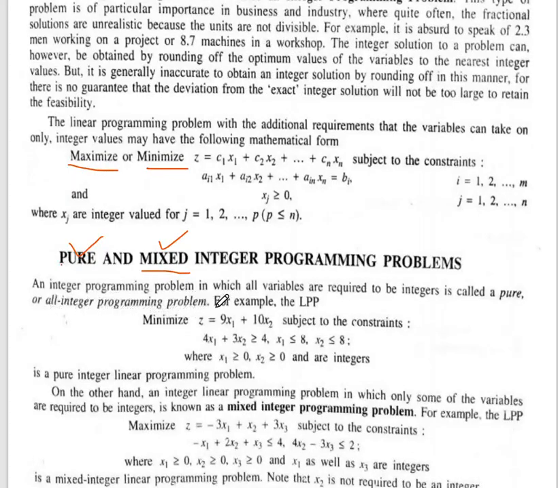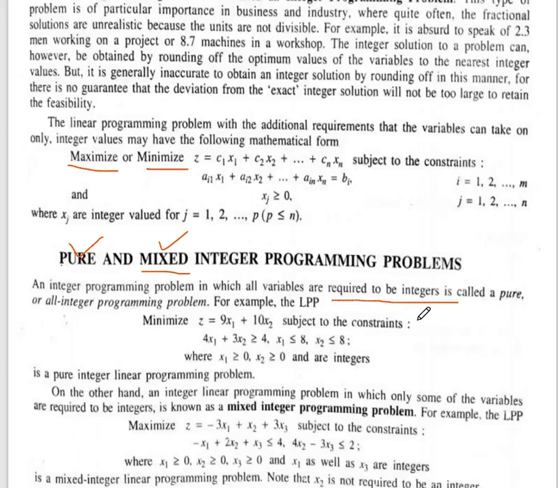An integer programming problem in which all variables are required to be integers is called a pure integer programming problem, or it is also called an all integer programming problem. For example, let us consider the LPP: minimize z equal to 9x1 plus 10x2 subject to the constraints 4x1 plus 3x2 greater than or equal to 4, x1 less than or equal to 8, x2 less than or equal to 8, where x1, x2 greater than or equal to 0 are integers. So this is a pure integer programming problem.